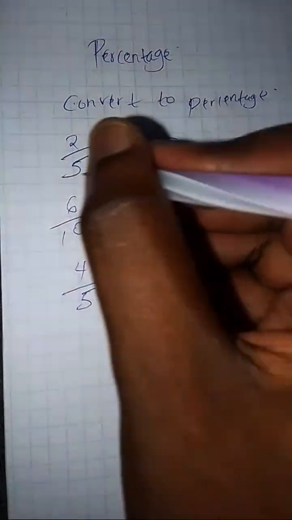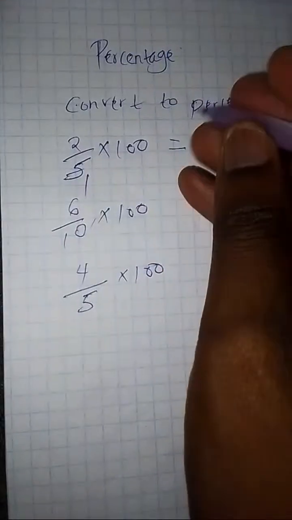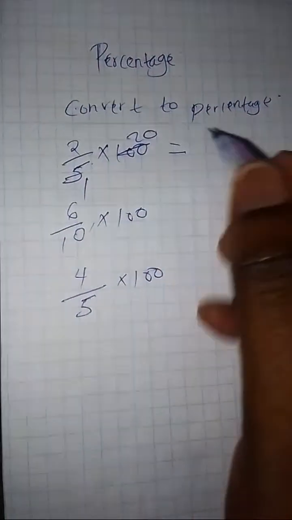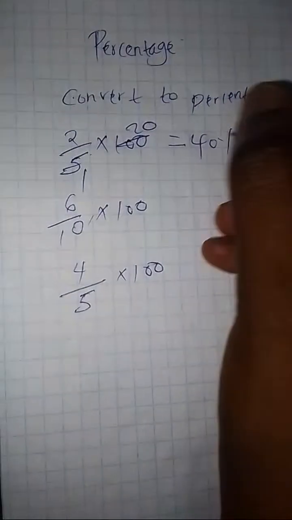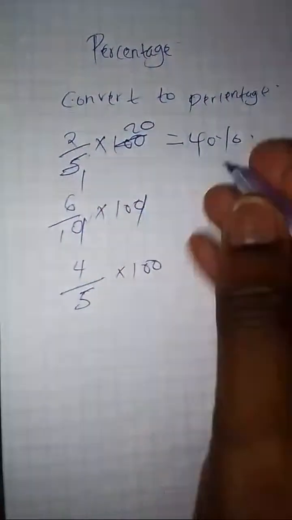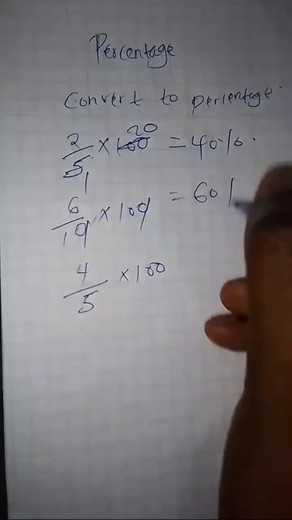So from there we shall have 5 here once. 5 into 100, 20. So 20 multiplied by 2 is 40%. Now we shall have 0, cancel 0. So 6 multiplied by 10 is 60%.